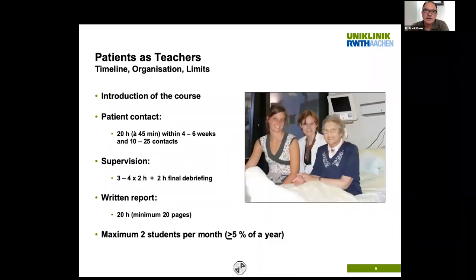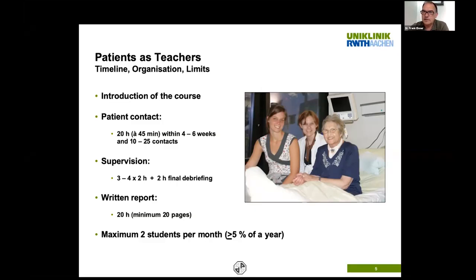Here you have a timeline and organizational things and limits of this practical training, Patients as Teachers. First, the university teacher has to introduce this course to the students, and then there is patient contact for about 20 hours. One hour here is 45 minutes as an educational unit. And within 4 to 6 weeks, the students should have 10 to 25 contacts.